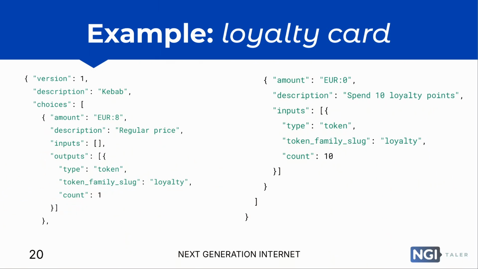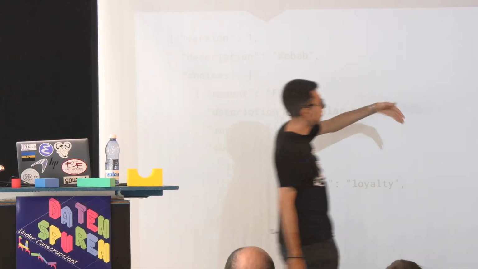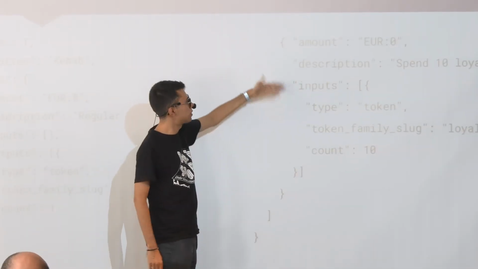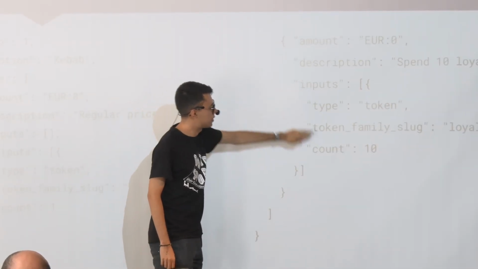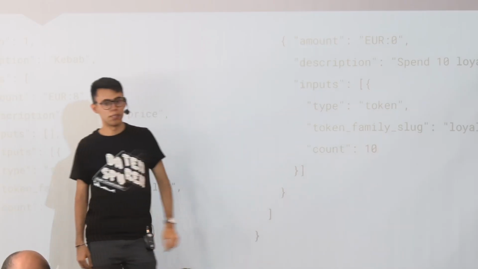So for the kebab, you pay 8 euros for the regular price kebab. And as an output, you will get the loyalty point. And then when you have 10 of them, you will pay this choice, which is spending your 10 loyalty points, and then you will pay 0, and the input is 10 loyalty points. So that's how you would encode it.